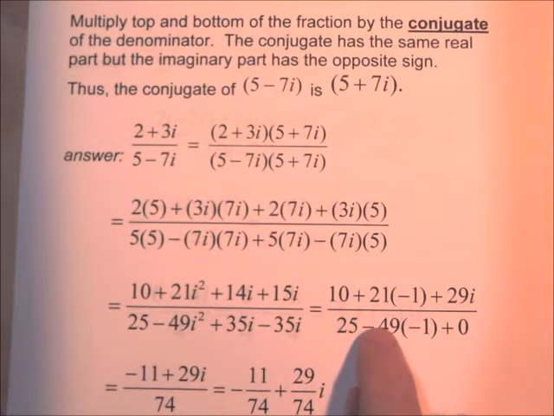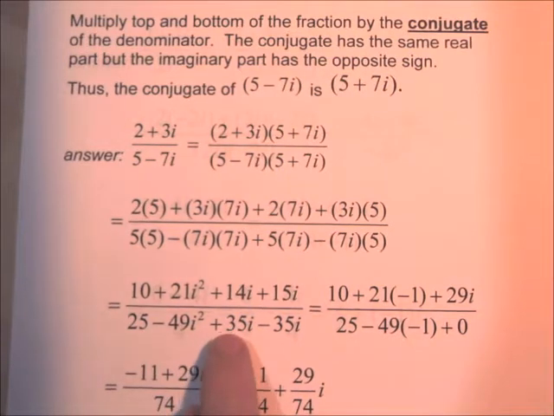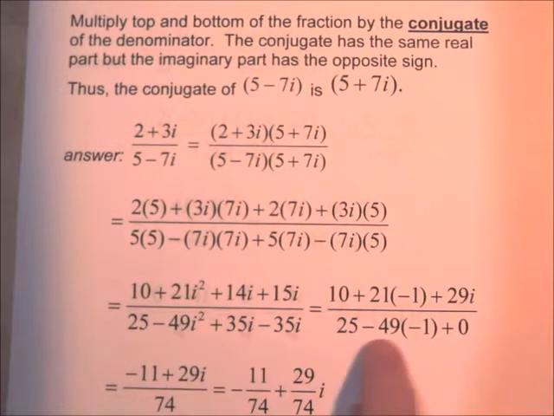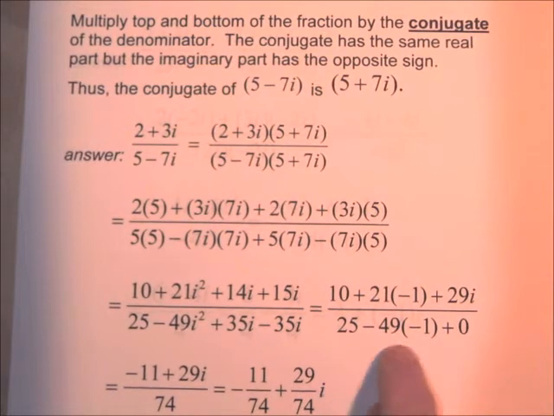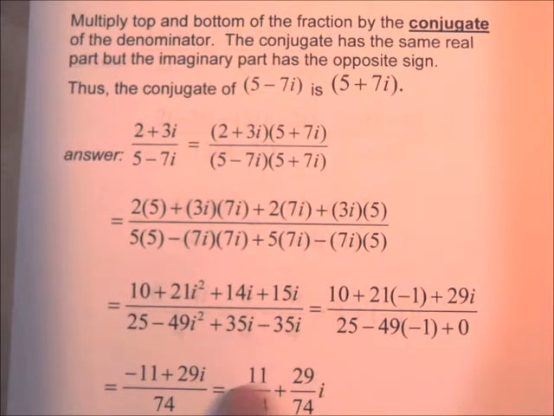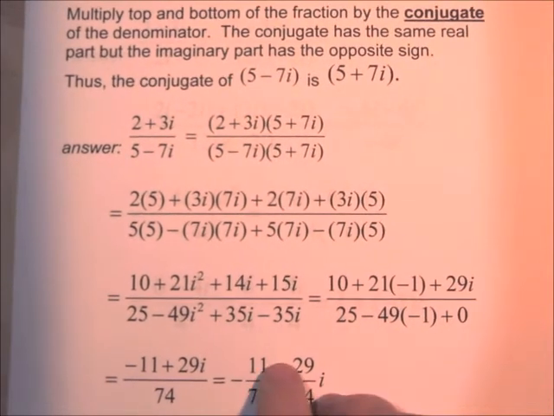On the bottom, i squared is negative 1. So we'll have negative 49 times negative 1. 35i minus 35i is 0. And then negative 49 times negative 1 is 49, plus 25 is 74. So then we want to distribute the denominator. So we'll have negative 11 over 74 plus 29 over 74i.